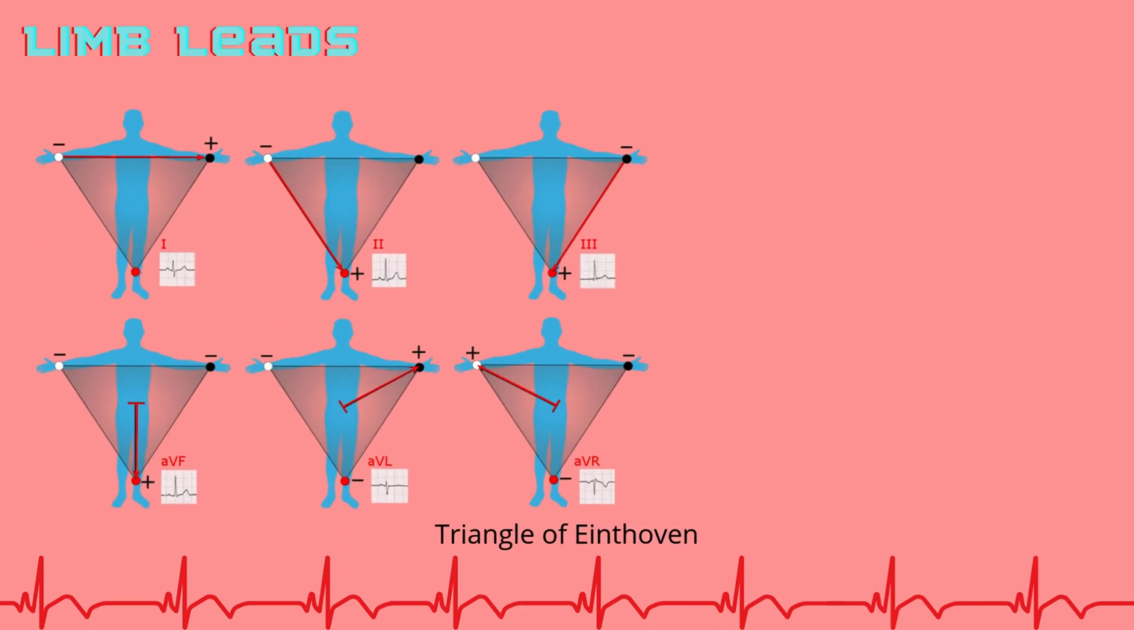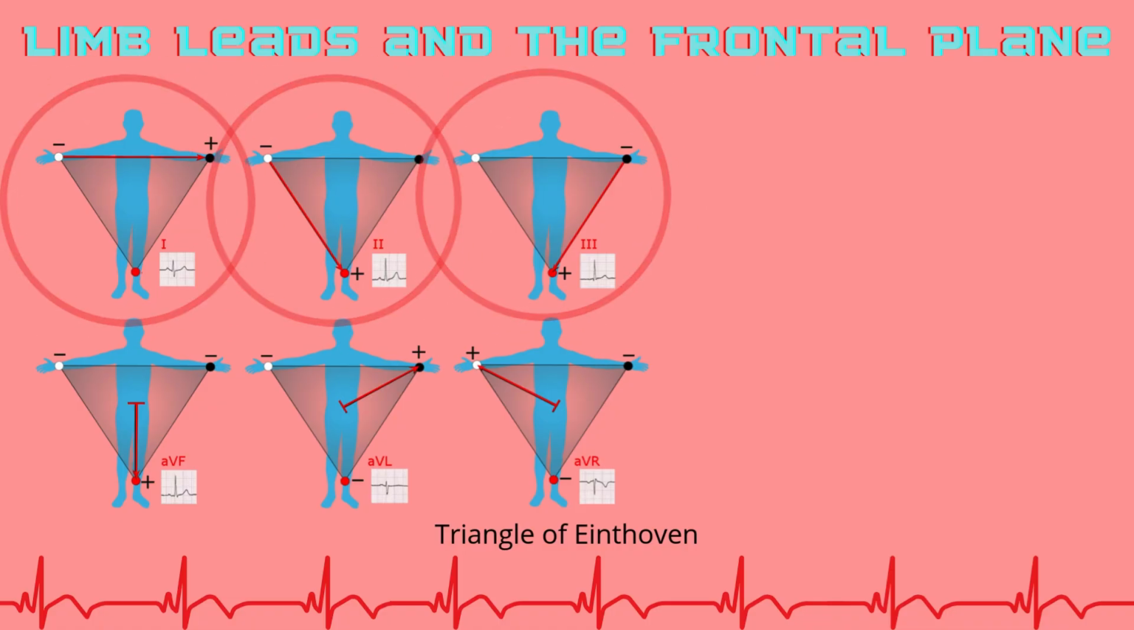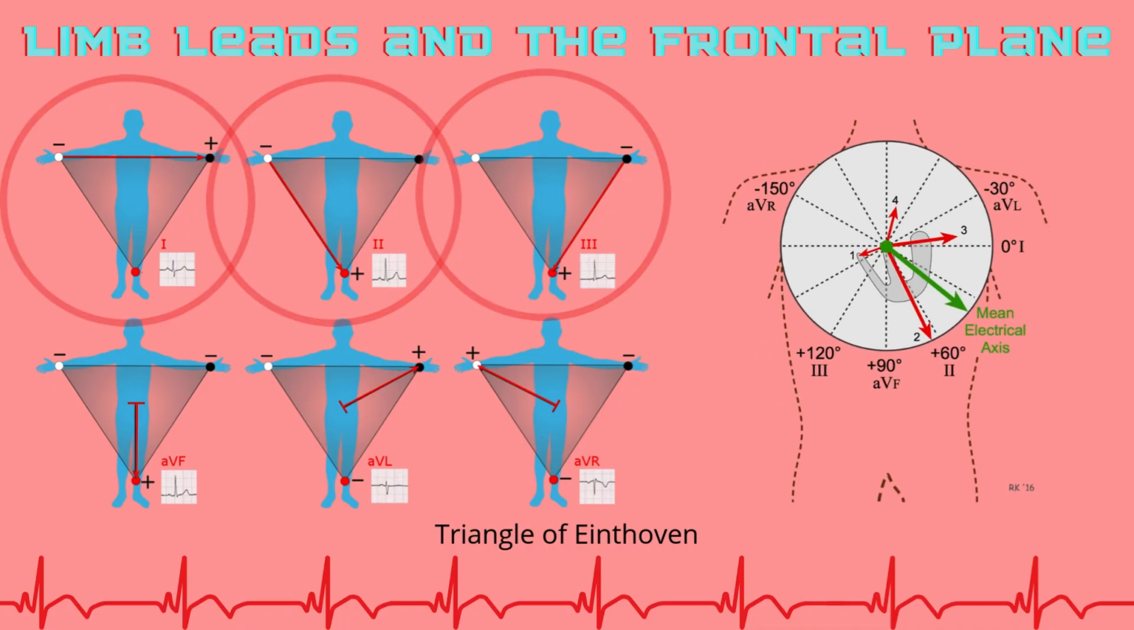Limb leads form what is known as Einthoven's triangle, which approximates the electrical view of the heart from 3 directions. Lead 1, right arm to left arm. Lead 2, right arm to left leg, and lead 3, left arm to left leg. These leads record electrical activity in the frontal plane and are essential in axis determination.